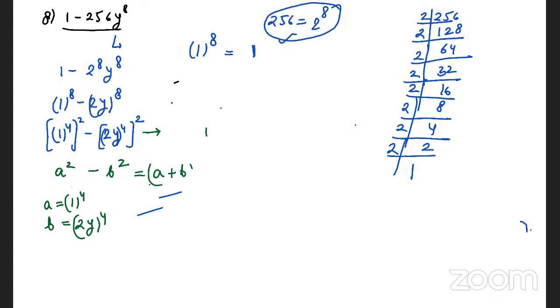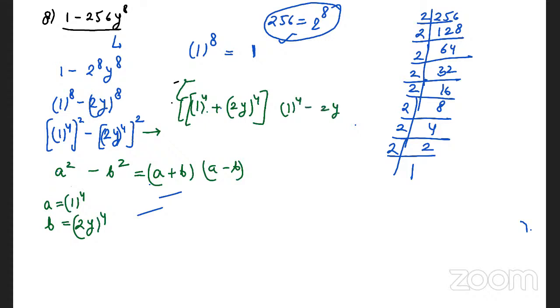Yes or no? So it means that I can write it like this: 1 to the power of 4 plus 2y to the power of 4, which is a plus b, into a minus b, which is 1 to the power of 4 minus 2y to the power of 4. Understood? Yes or no?